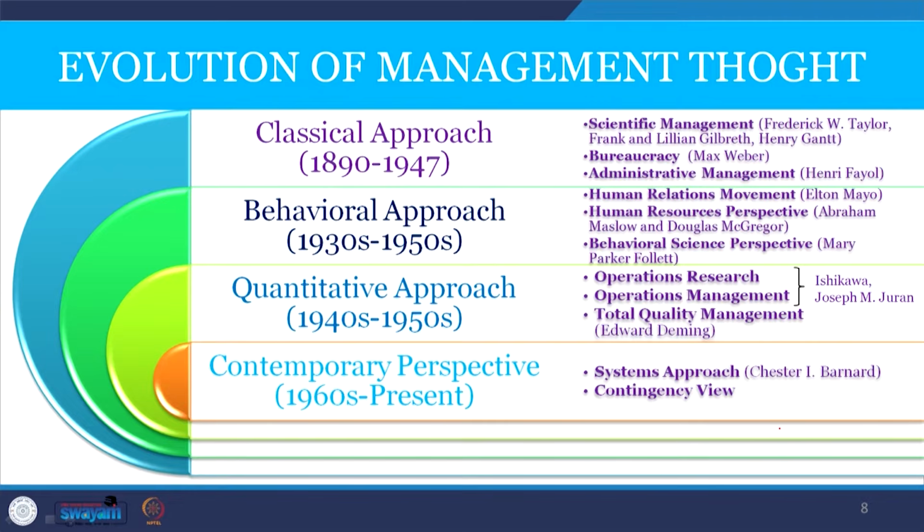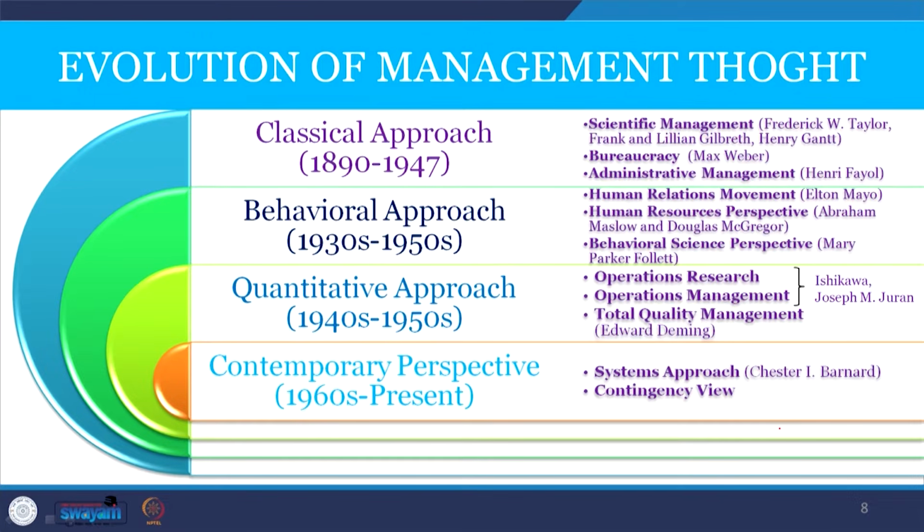The classical approach existed from the year 1890 to 1947, an era in which the significant contributors were scientific management, proposed by Frederick Winslow Taylor, Frank and Lillian Gilbreth, and Henry Gantt. The concept of bureaucracy was given by Max Weber. The administrative theory concept was given by Henri Fayol.